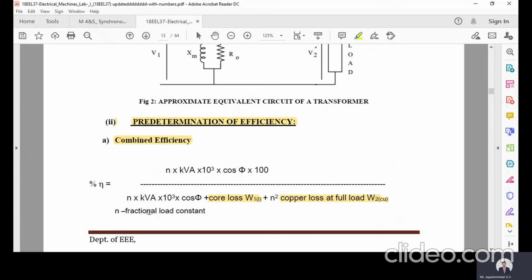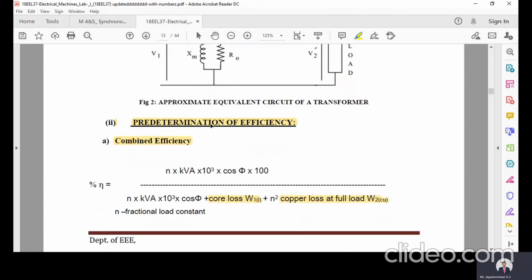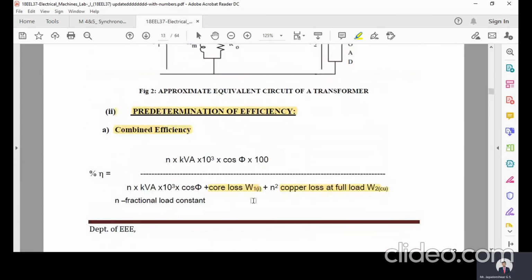N is the fractional load constant, so I can calculate the combined efficiency for different loadings. Here you can see 25%, 50%, 75%, 100% and 125% under different loading conditions, for different power factors, 0.8 and unity power factor. You can calculate the combined efficiency from whatever readings you get in W1 and W2.